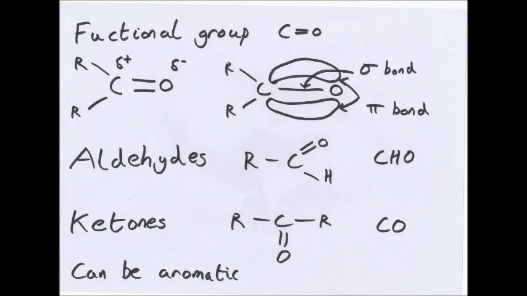There are two you need to know about in particular: aldehydes, which are C=O with an H, and ketones, which are C=O with just two variable groups either side. You can have aromatic ones, which you remember are ones with a ring.